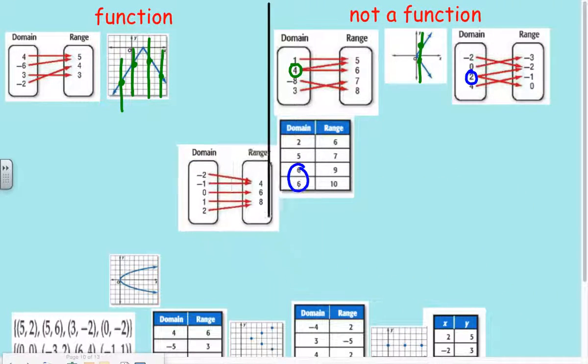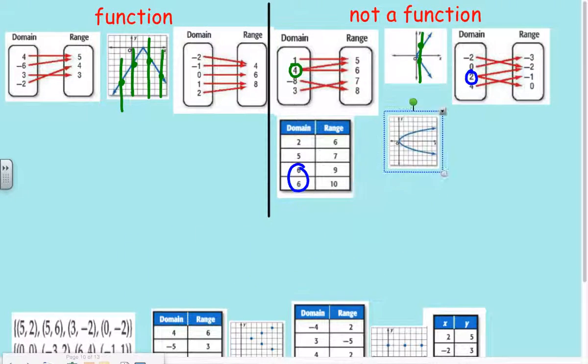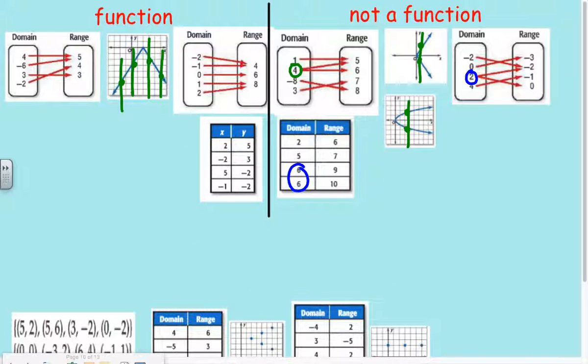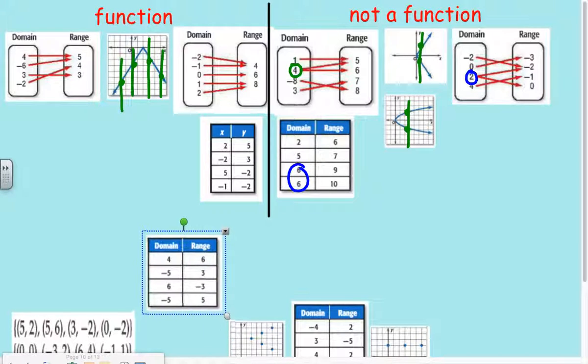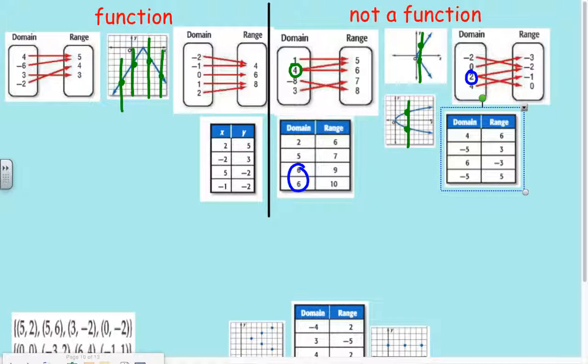This one is a function. There is one arrow leaving each number. This one is not a function. It would fail the VLT because it touches once and twice. This one is a function. None of the x values repeat. This one is not a function. Negative 5 repeats.